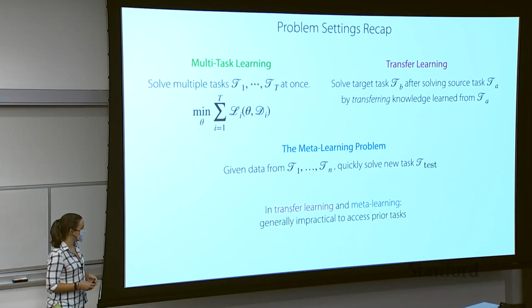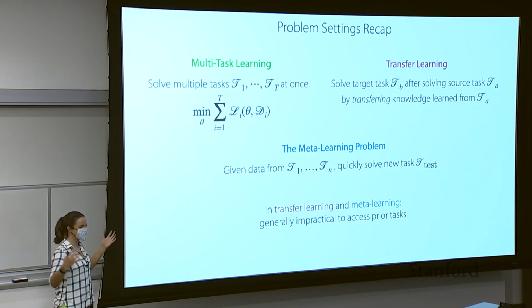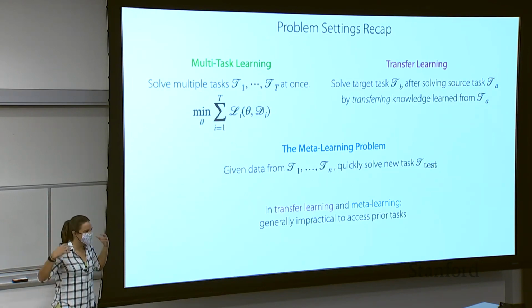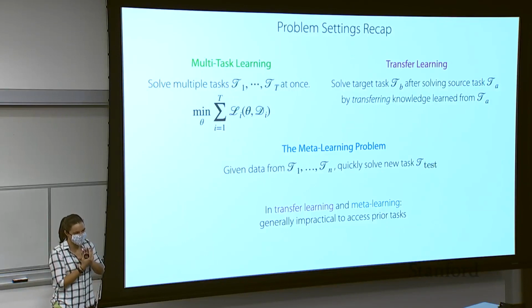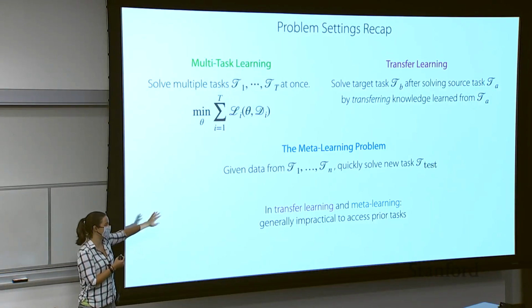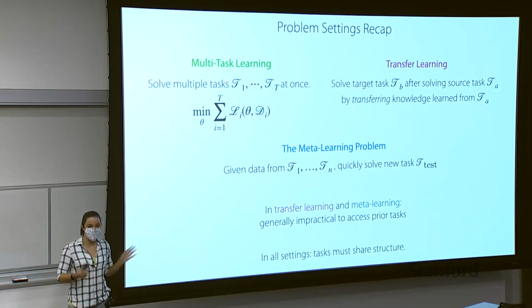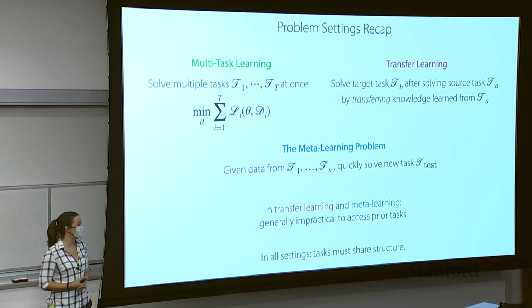In general, in transfer learning and meta-learning, it's impractical to access the previous tasks when you're trying to learn the new task. Really, the dream is to be able to solve a new task very quickly with some parameters rather than having to iterate over all of the data from the previous tasks. In all of these settings, the tasks should share some structure. Otherwise, you're better off learning from scratch.